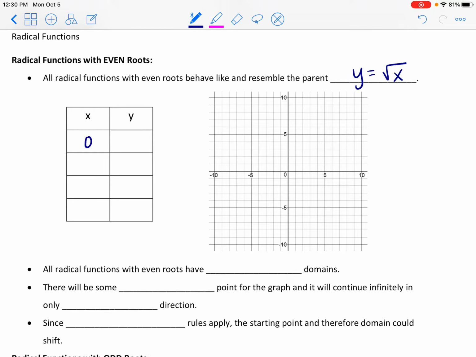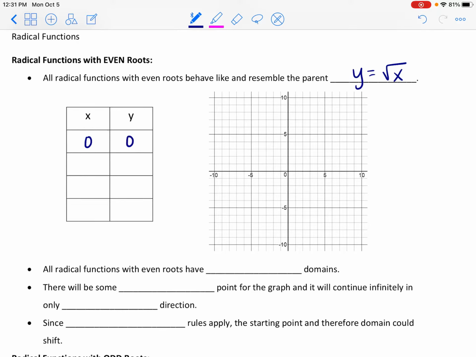Nothing negative is defined underneath the square root, and that's true for the fourth root, the sixth root, any even root. We can't take even roots of negatives. The smallest number we can take the even root of is 0, and in this case the square root of 0 is going to be 0.